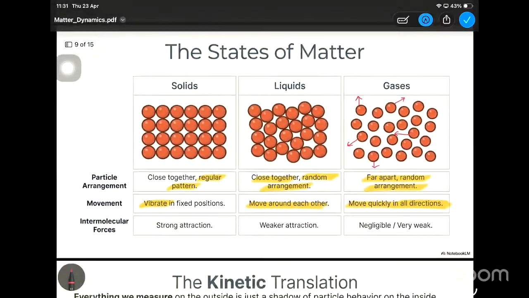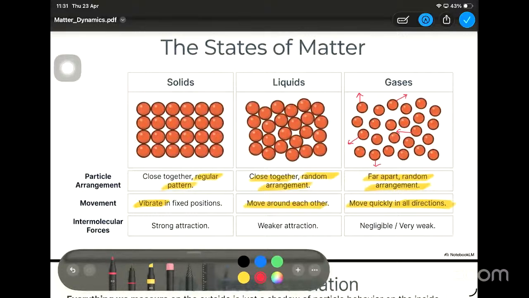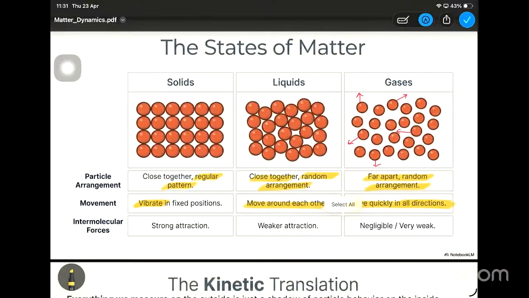Okay. And now about the intermolecular forces.